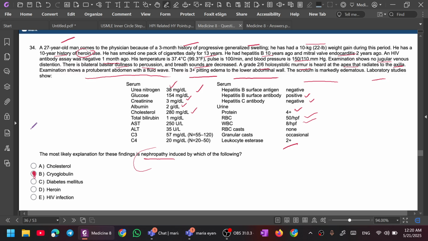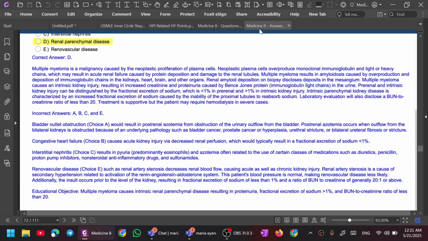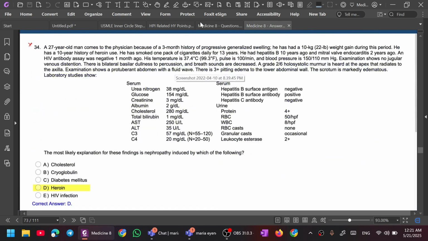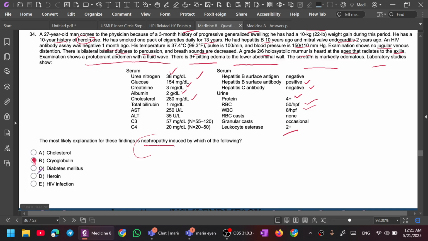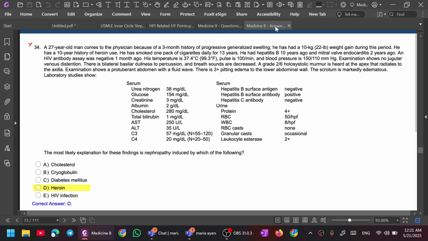Let's see. Ready? Yes. It's heroin. Heroin-induced nephropathy can have a variety of disease characteristics and clinical presentations. Heroin-induced nephropathy is often characterized by FSGS, which is a nephrotic syndrome.